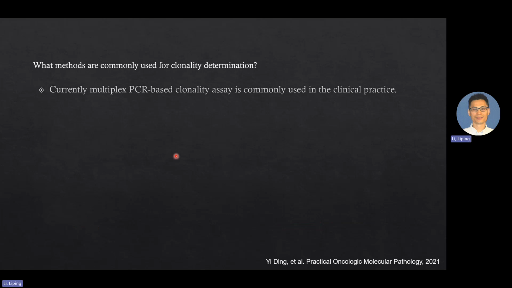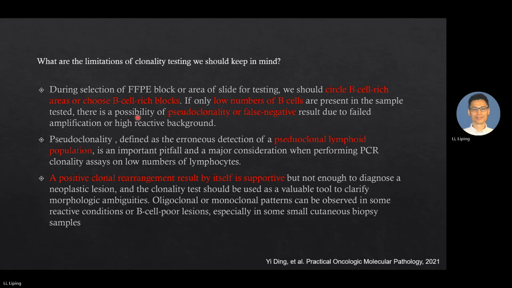Right now we use the multiplex PCR-based clonality test. What is the limitation of this test? As we know, we can have pseudoclonality or even false negative, so both false positive and false negative results. We really need to understand why we have these results. One important thing is that if we have a low number of B cells in our slide, then we will have background signal, so we will have a false positive or false negative result.